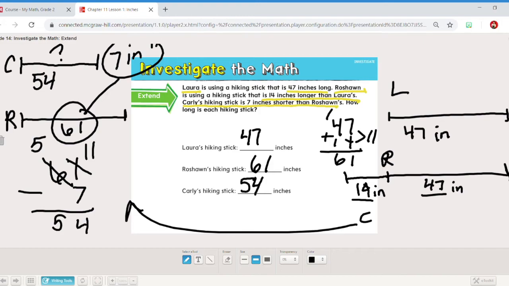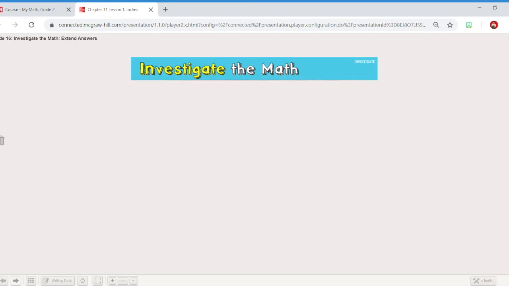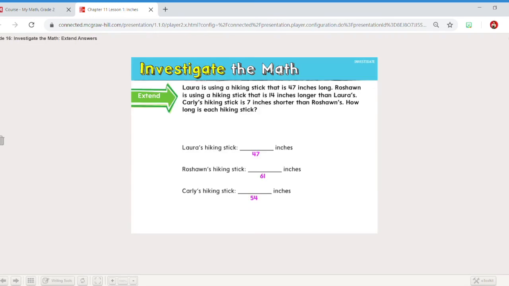This really required us to stretch our brains. There were lots of parts to this problem. We had to draw pictures, we had to solve different problems, we had to try to keep track of our information. So I really suggest using labels and taking your time when solving these sort of problems. Let's check our work. 47, 61, 54. Good job.